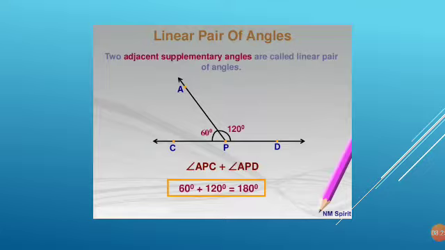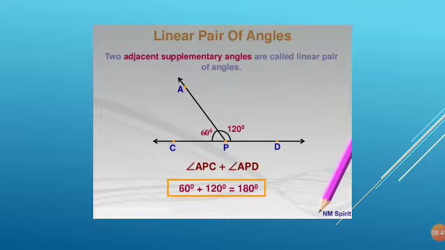Linear pair of angles. Linear pair means the sum of a linear pair of angles is always 180 degrees. Two adjacent supplementary angles are called a linear pair of angles. One straight line.